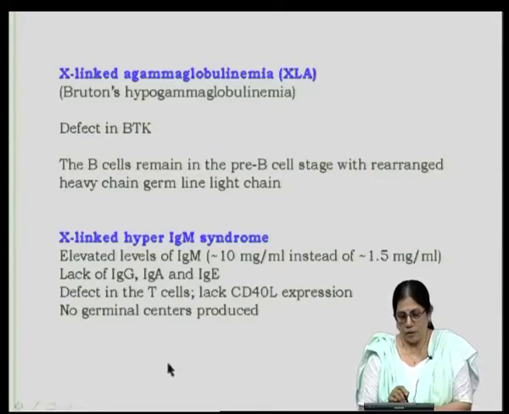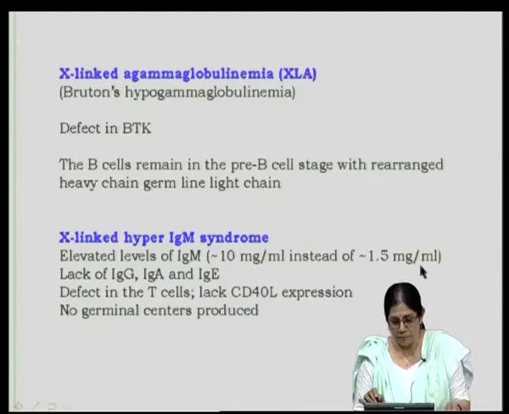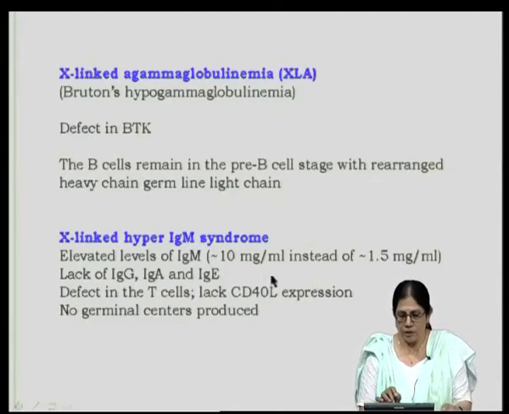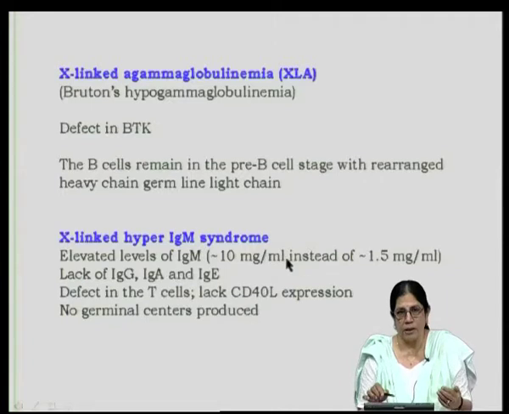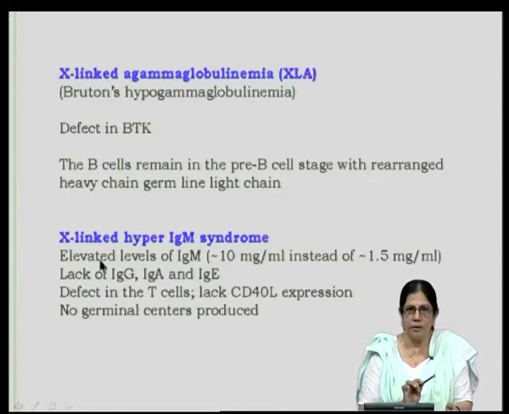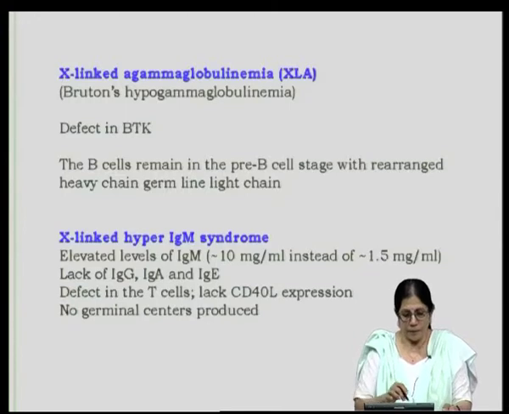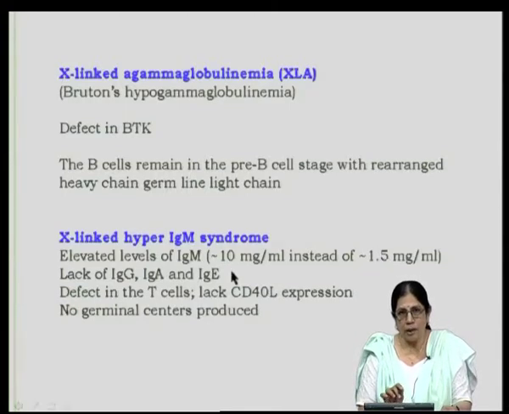Now, in these individuals who have X-linked hyper IgM syndrome, as the name suggests, they have extremely high levels of IgM. Normally in circulation, the amount of IgM is about 1.5 milligrams per ml, but in these individuals it goes as high as 10 milligrams per ml. There should not be much of a problem with respect to such high levels of IgM, but these individuals do not have IgG, IgA or IgE, any one of the isotype subclass immunoglobulins. That is because there is no class switching seen in these individuals.